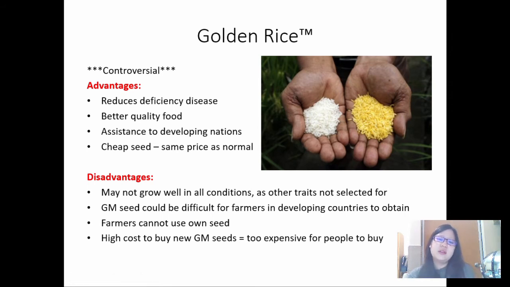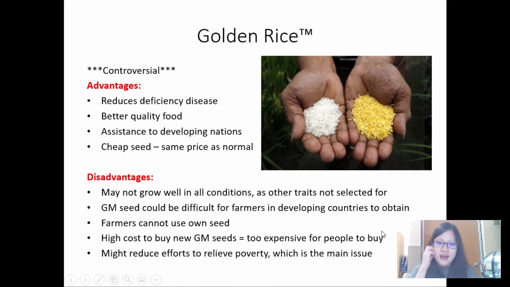So how does that work? Does that mean I have to buy GM seeds each year? And if I buy new GM seeds each year, does it mean that I have to hike up the price? And would it mean that it becomes too expensive for people to buy? It's already a developing country. Why are you making it difficult?